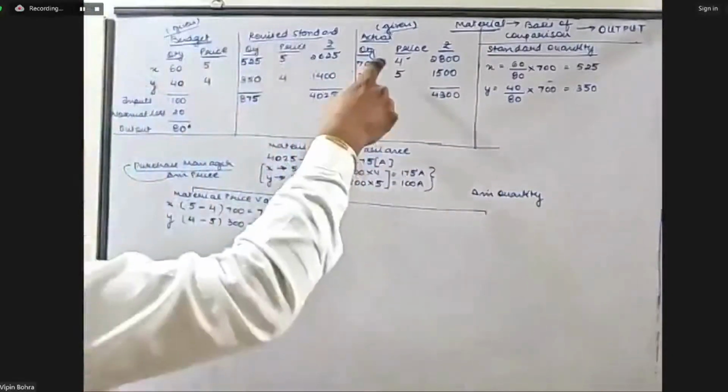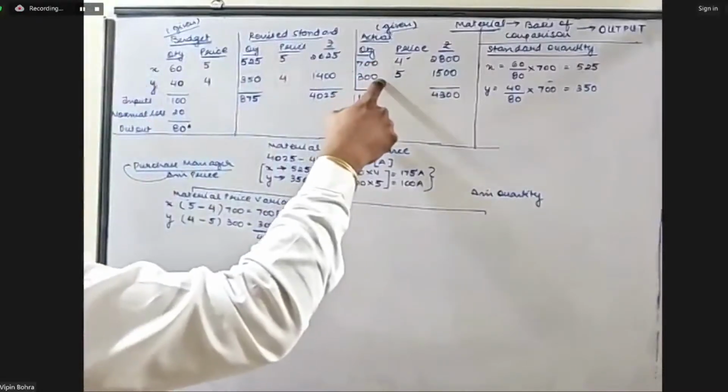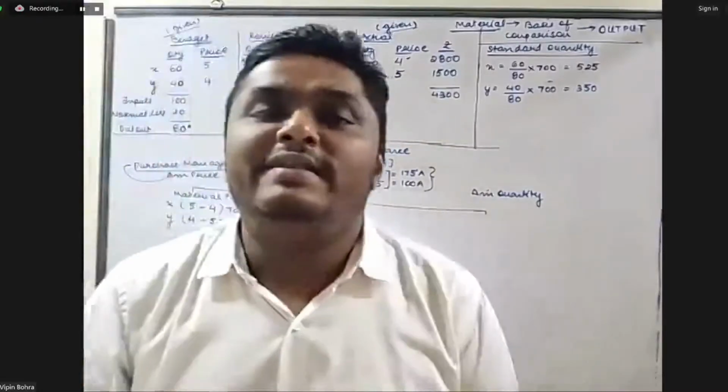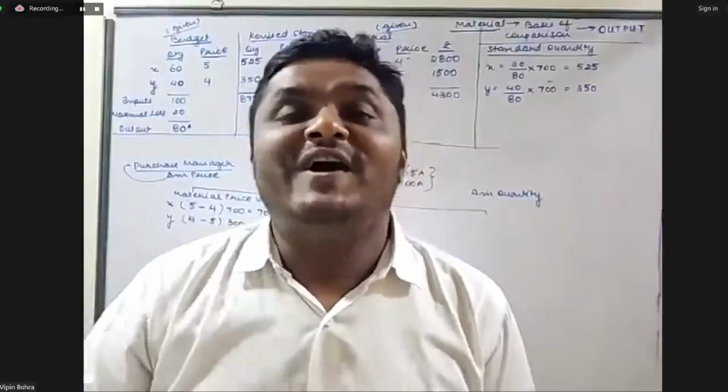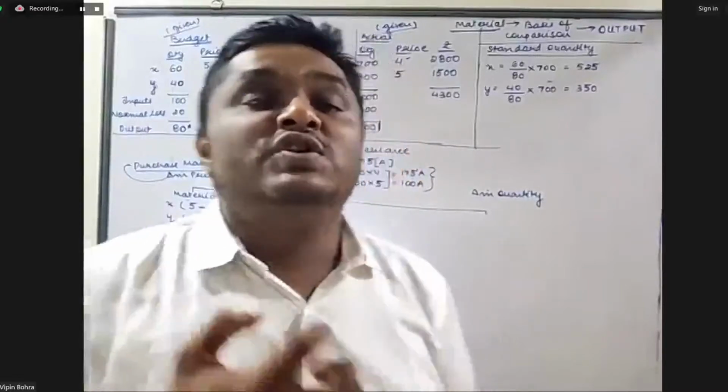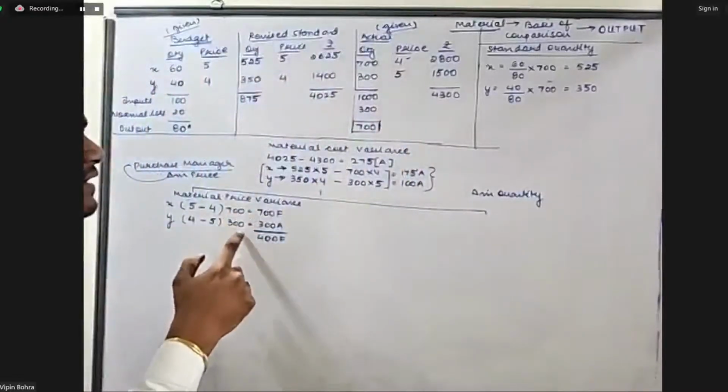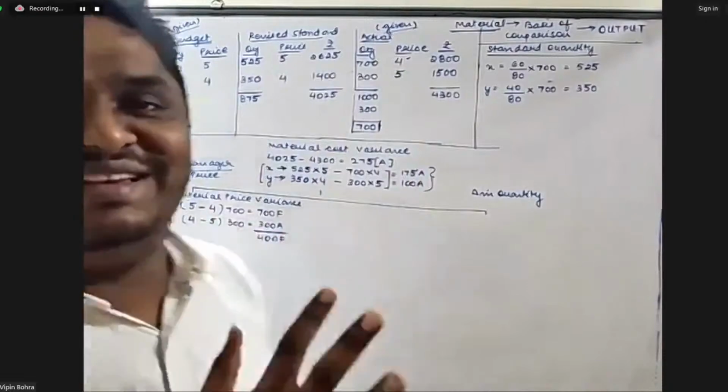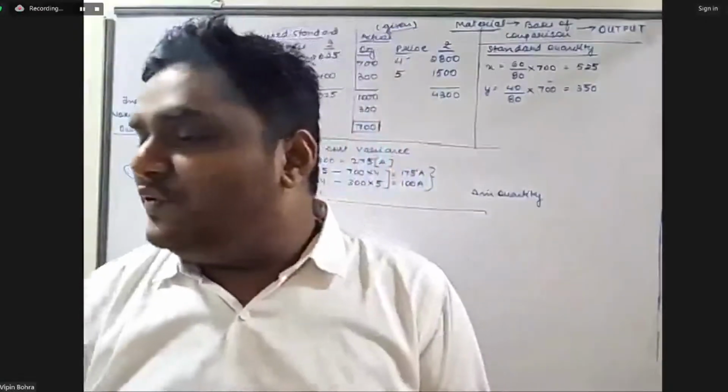But why have I taken the actual quantity? Instead of 700 and 300, can I take 525 and 350? So why have I taken this 700 and 300? That is my question. Now waiting for your answers.